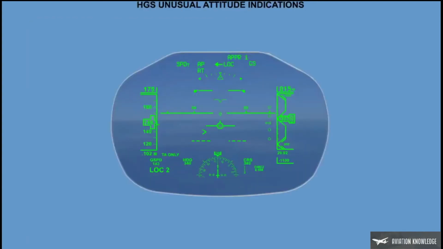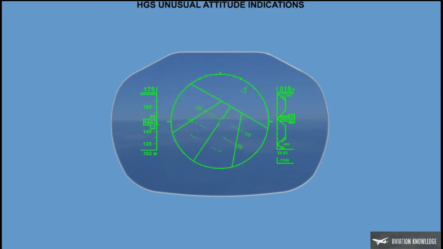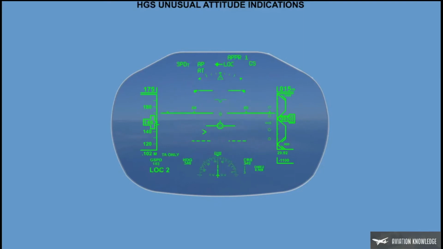The unusual attitude symbology, or UA, is automatically activated or deactivated based upon the attitude of the aircraft. When activated, UA display replaces the currently selected operational mode symbology. The UA symbology automatically deactivates 3 seconds after the aircraft pitch or roll attitude returns to the normal ranges. When deactivated, the previous combiner display is restored.